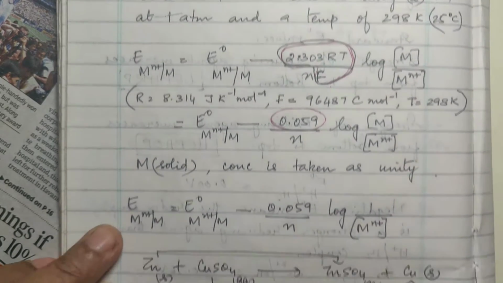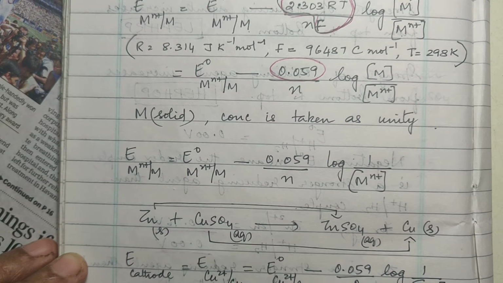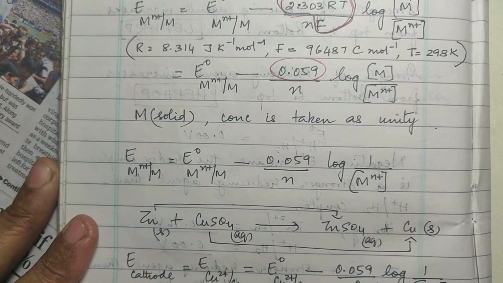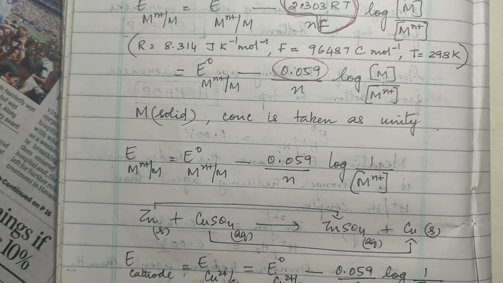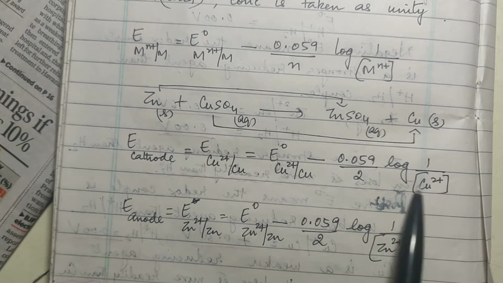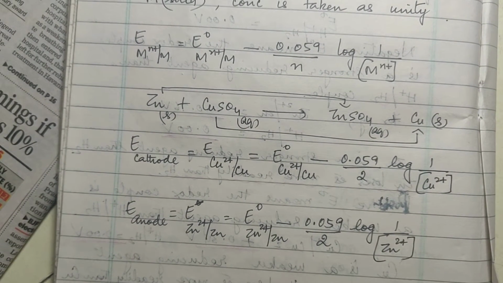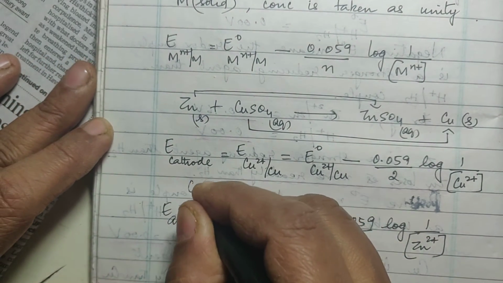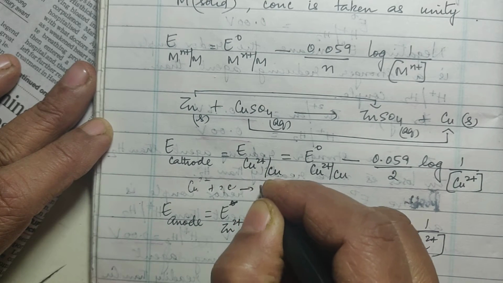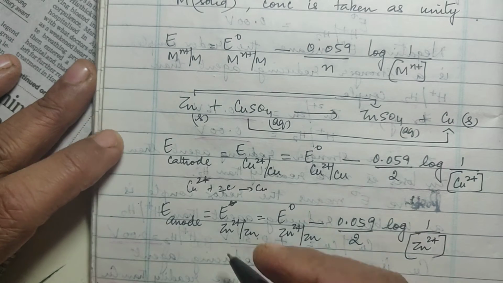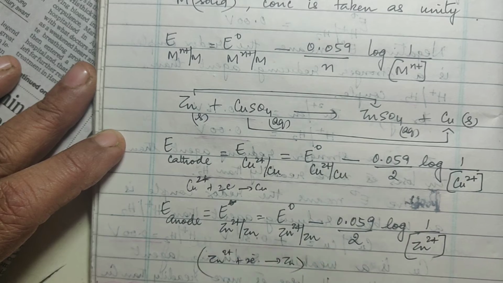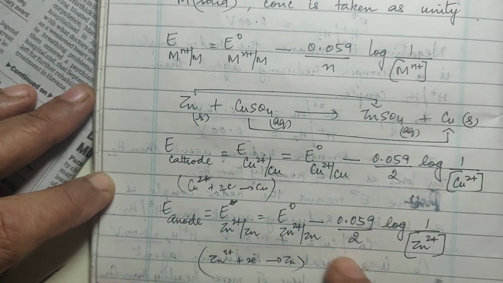Now, for the whole cell, after solving for cathode minus anode, you know very well that E cell is equal to E cathode minus E anode. So E cathode and E anode can be written like this for the zinc and copper electrochemical cell. This is for the equation Cu2+ plus 2 electrons giving you Cu, and this is for Zn2+ plus 2 electrons giving you Zn. Okay, this is how you will write the equation.